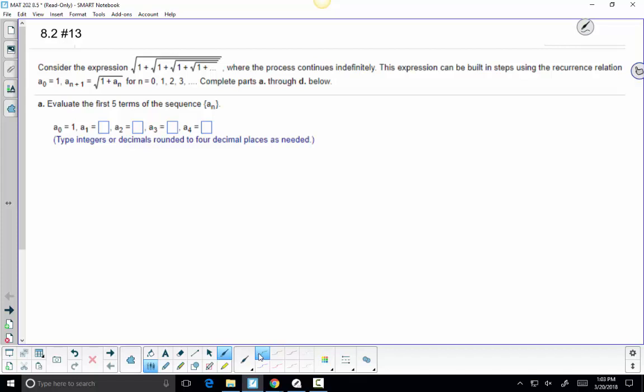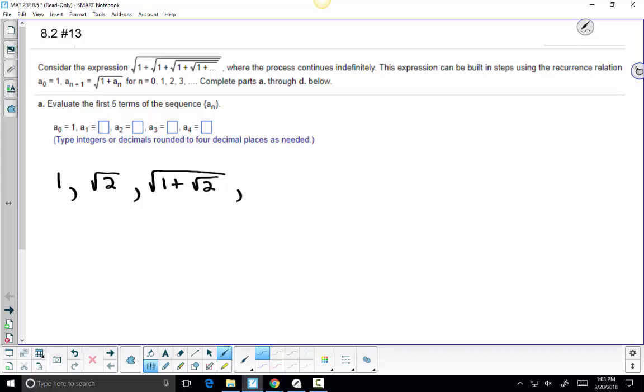Let's see. This board is getting worse and worse. So we have 1 comma square root of 2. And then a sub 2, we take a sub 1, add 1 to it, and take the square root. So 1 plus root 2, just like that. Everybody okay so far?